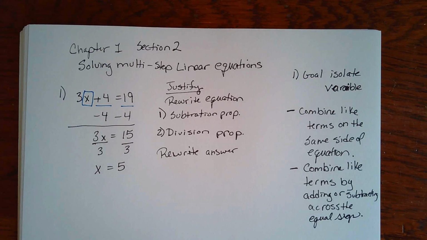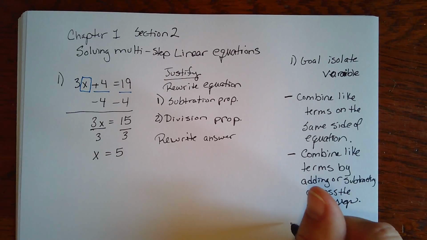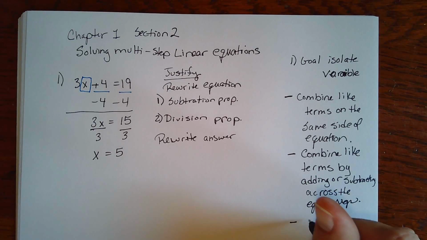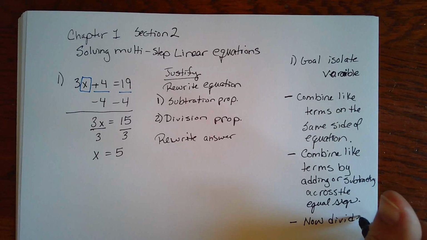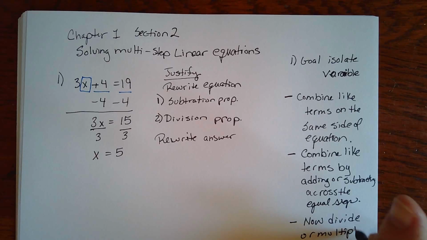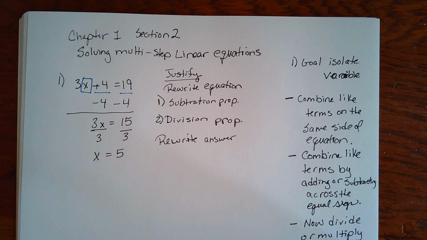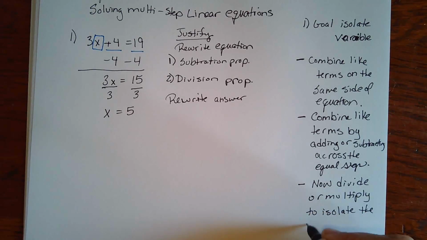Okay, so that combined like term we finished here, but then we didn't talk about what we did. Well, that right there is going to be now divide or multiply to isolate the variable.